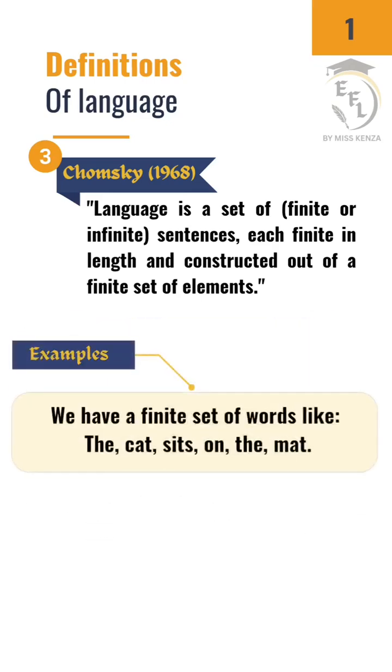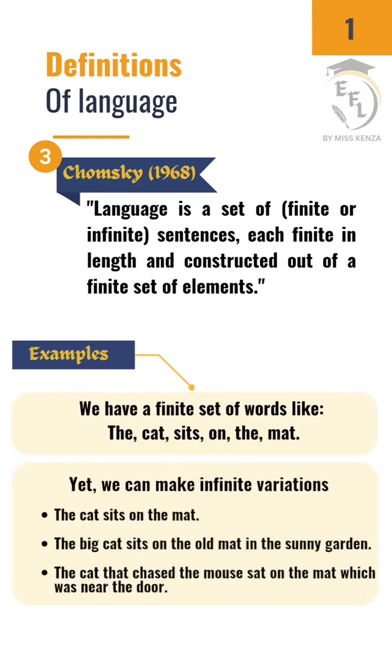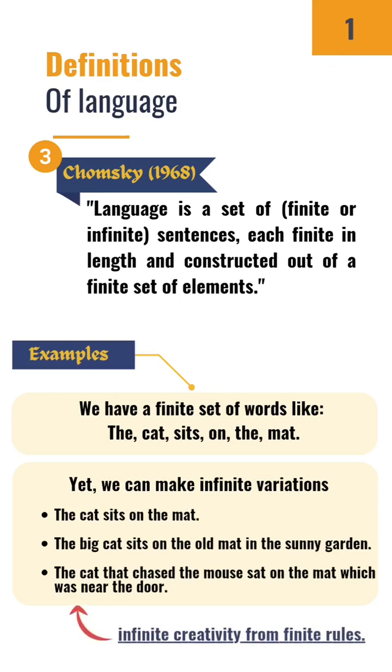Let me give you examples. We have a finite set of words like, the cat sits on the mat. Yet, we can make infinite variations, such as, the cat sits on the mat. The big cat sits on the old mat in the sunny garden. The cat that chased the mouse sat on the mat which was near the door. This shows infinite creativity from finite rules.